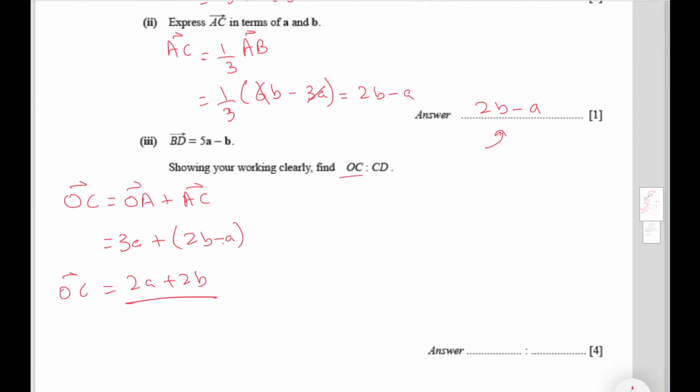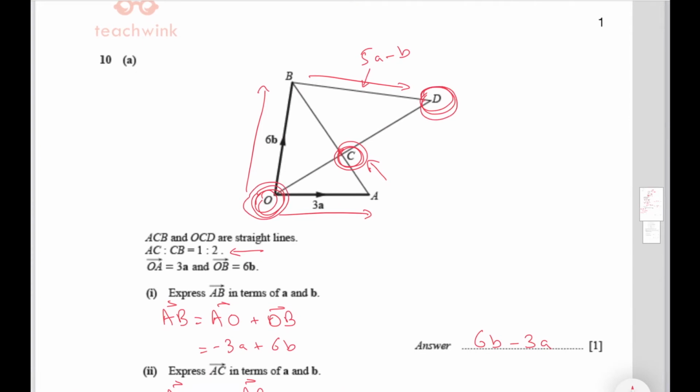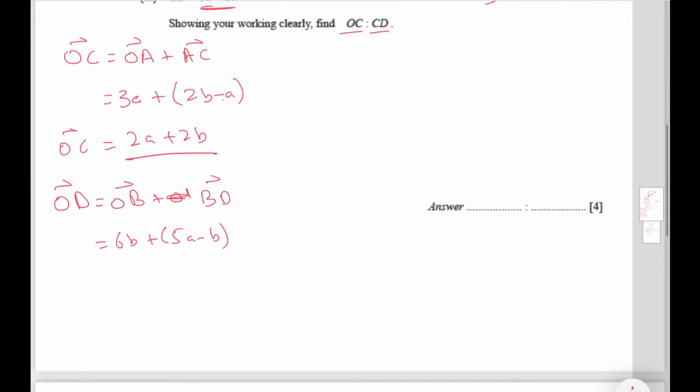Okay, now let's find CD. How do we find CD? First, we need to find OD. And in order to do that, we need to go from O to B and then from B to D. So OD would be OB plus, not OD, but BD. OB is 6b plus BD is given to us in the question. It is 5a minus b. Therefore, OD comes out to be 5b plus 5a.